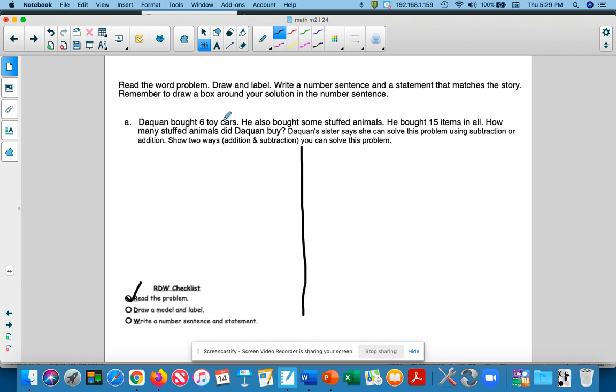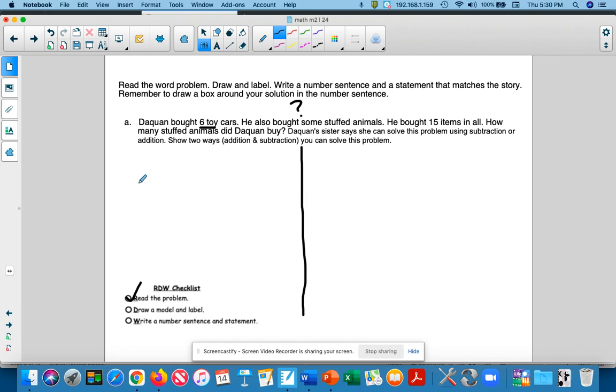Okay, so the information we have is we know that he bought 6 toy cars. He also bought some stuffed animals, which is what we don't know. And we do know that he bought 15 items in all. So we're going to try addition first. The information we have is, again, 6 toy cars.